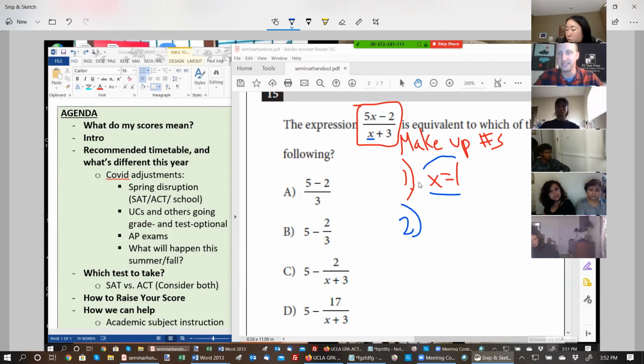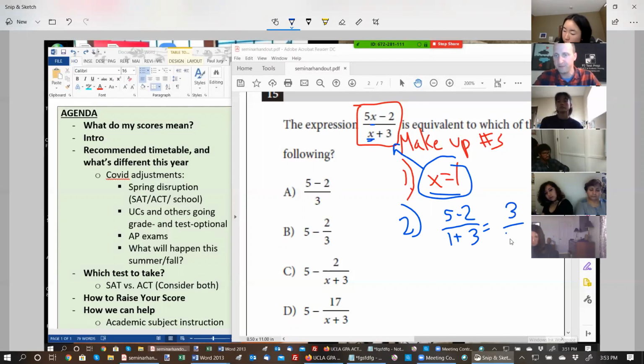Okay, step 2. You then take this x is 1 and plug it into the question. Let me just pretend that this was 1 here and that this was 1 here, and what would happen? Well, I would get 5 minus 2 on the top, and then on the bottom I'd get 1 plus 3, and that comes out to be 3/4.